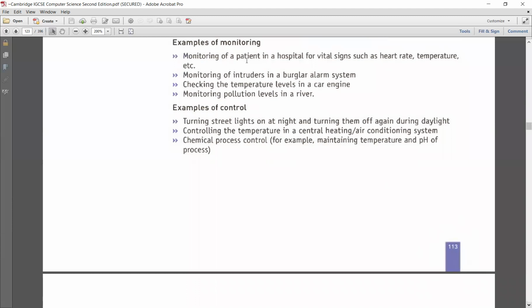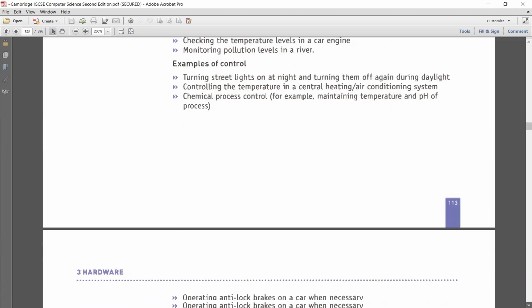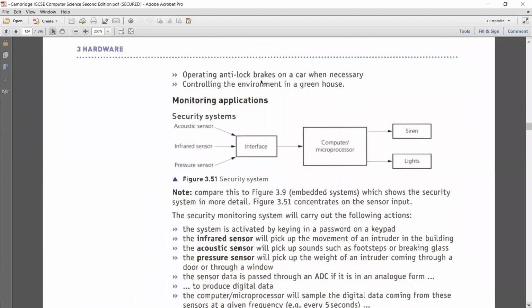Examples of monitoring are monitoring of a patient in a hospital, monitoring of intruders in a burglar alarm system, checking the temperature levels in a car engine, and monitoring pollution levels in a river. As far as controlling is concerned, you can see turning street lights on at night and off during the daytime, controlling the temperature in a central heating system or air conditioning system. Chemical processes are controlled where the temperature and pH are maintained. And we have the operation of ABS in a car and controlling the environment in a greenhouse. So these applications are being discussed here.